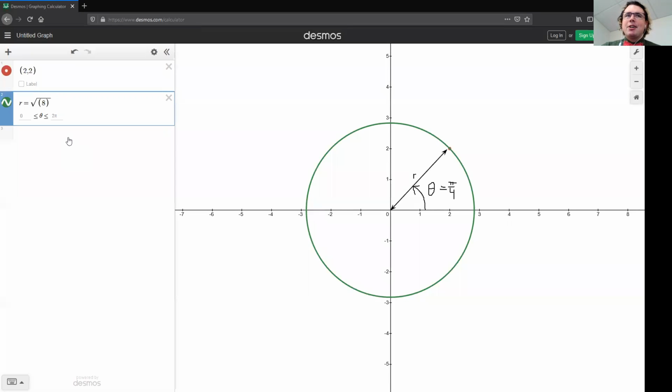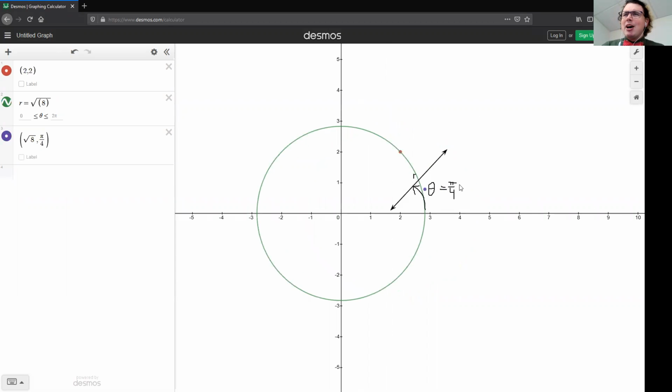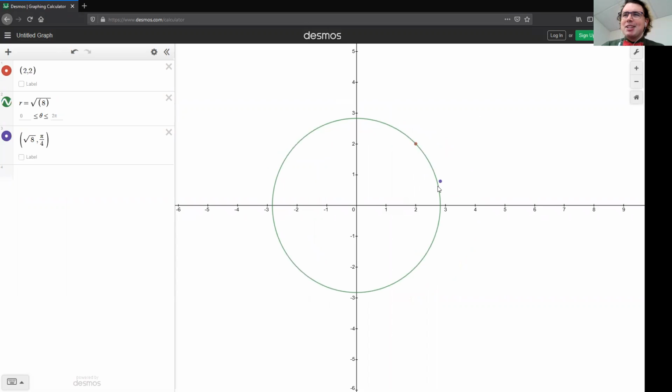Now, many graphing calculators do come with a parametric mode. So if I want to look at these coordinates, can I just put in square root of 8 comma pi over 4? Well, no, that's not quite right. I got this purple dot over here. What happened? Well, Desmos thinks that all ordered pairs are x and y.